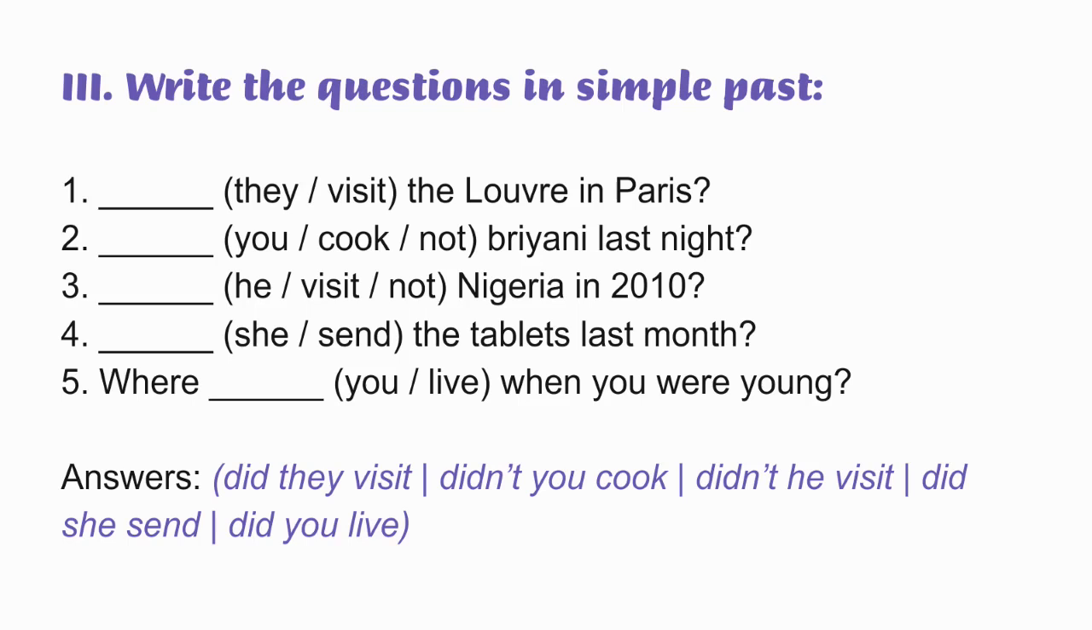Sentence 4. In bracket, she sent the tablets last month. Did she send the tablets last month? Sentence 5. Blank, in bracket, you live when you were young. Where is the question word? And now we have to use the given subject and the verb in past question form. Did you live? Where did you live when you were young?